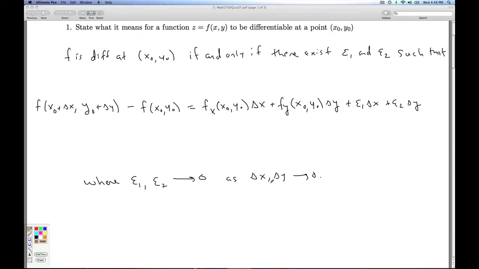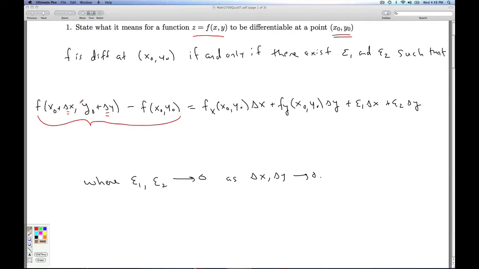So that's the definition. Now if we want to look at this in a bigger picture, what's actually happening here? Well, we're graphing z equals f of x, y, so that's going to result in a surface. We're looking at the point x naught, y naught as our anchor point, the point we're starting at. And then we're moving some distance in the x direction, delta x, and some distance in the y direction, delta y, to give us our new point.